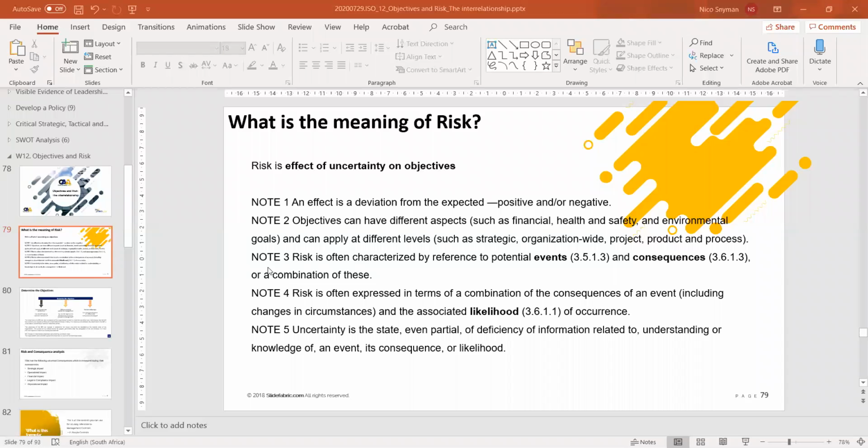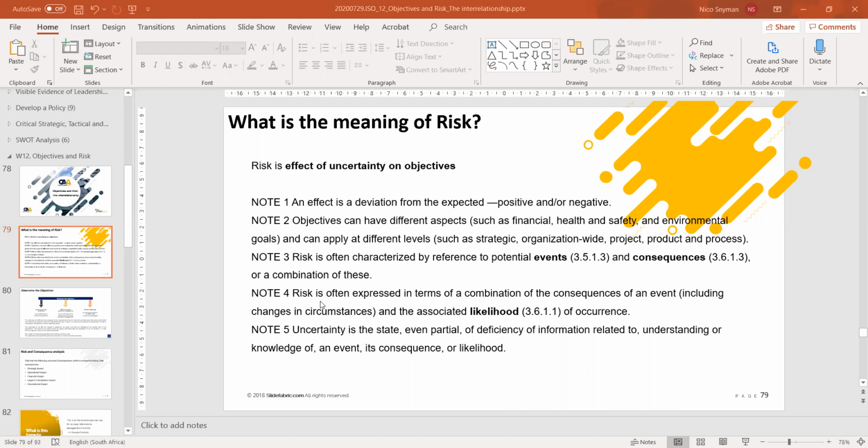So if you're looking at note 3, it says risk is often characterized by references to potential events. So events is actually the incidents, but in ISO we're speaking about events and the consequences. So the consequences that you are encountering in terms of an event or a combination of that. Note 4 is speaking about the risk is often expressed in terms of a combination of the consequences of an event and the associated likelihood of the occurrence.